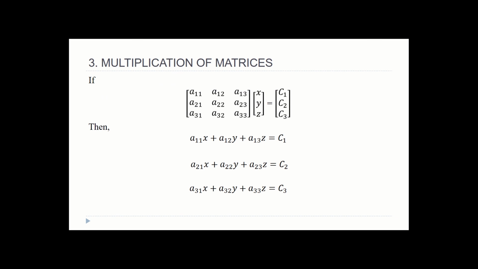If you have a matrix of 3 by 3 multiplied by a 3 by 1 matrix is equal to a constant, then the resulting equations will look like this. It is A11 times x plus A12 times y plus A13 times z equal to its constant. This is known as the equation of unknowns.